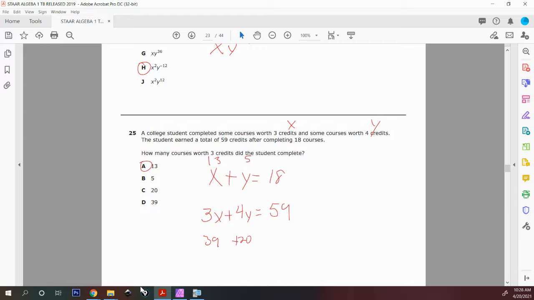Now, what we have to do, see, 25. Oh, let's go to the next one.